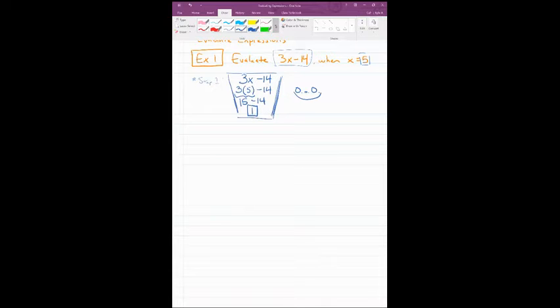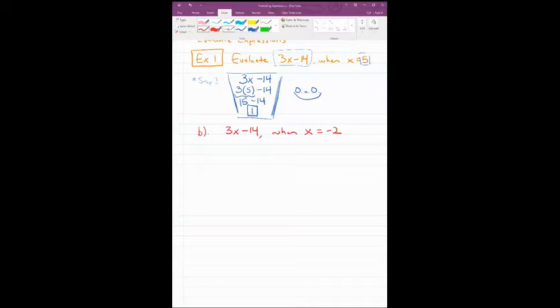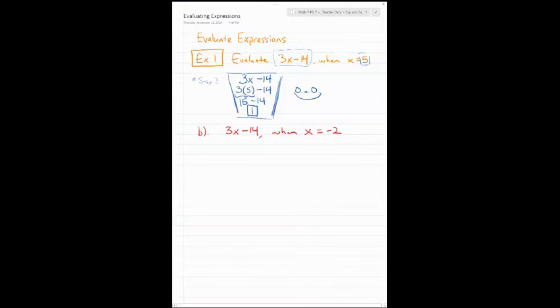All right, hopefully everybody is back. We're going to have a part B for this problem. We're going to use the exact same expression, 3x minus 14, but now we're going to evaluate it when x is equal to negative 2. So we're using the exact same expression. We are just going to use different numbers for the variable. So again, our first step is to rewrite the expression, 3x minus 14. Now we're going to substitute this new value for x, 3 times negative 2 minus 14.